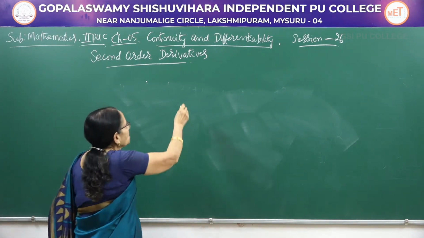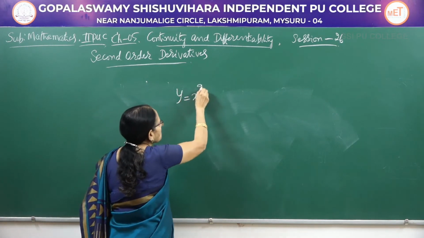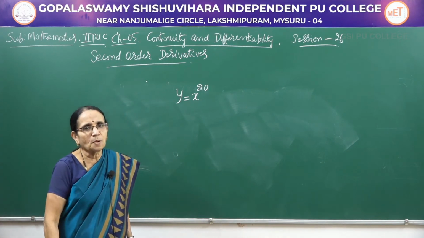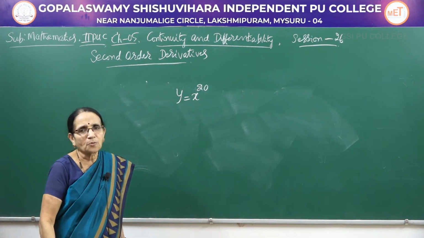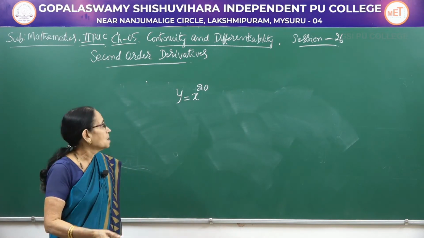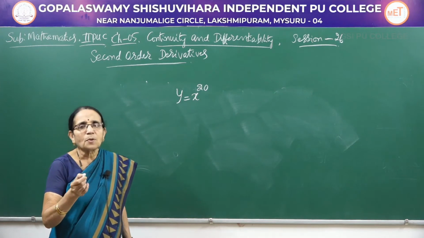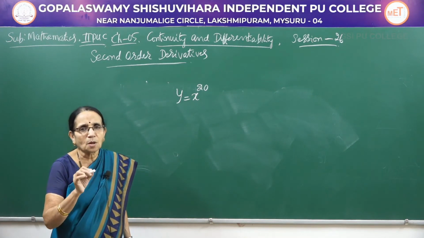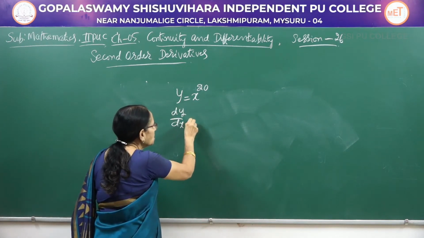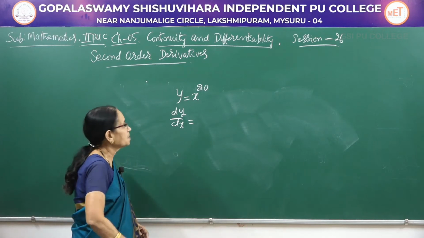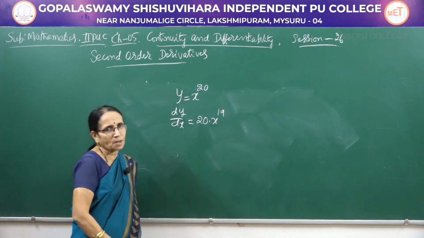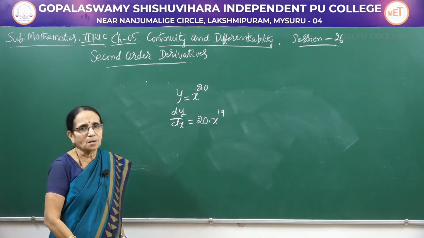y is equal to x to the power 20. If it's a very simple problem, it would be asked for a 1 mark question. A little bit complicated, you can expect it for a 2 mark question. y is equal to x to the power 20. This is of the form x to the power n. So what is the first derivative? n into x to the power n minus 1. So differentiate once, we get dy by dx equal to 20 into x to the power 19, 1 less than that, because 20 is a positive integer.